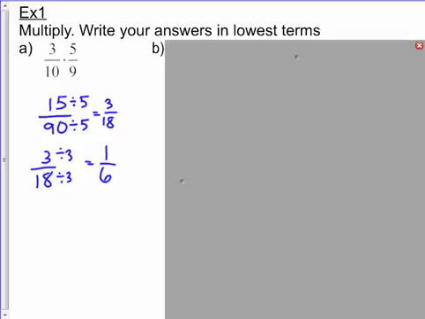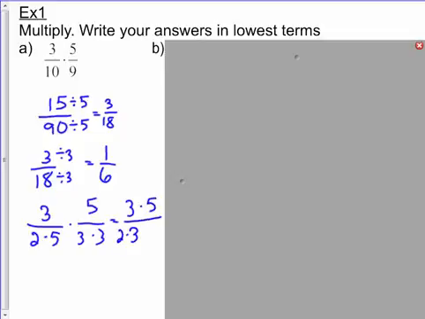Instead of multiplying everything together, we're just going to break things up, and since we are multiplying, we can cancel stuff out that's the same on the top and bottom here. So I'm going to write 10 as 2 and 5. I'm going to write 9 as 3 and 3 here. So I really have 3 times 5 and 2 times 3 times 3 times 5.